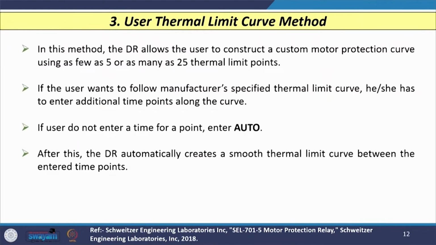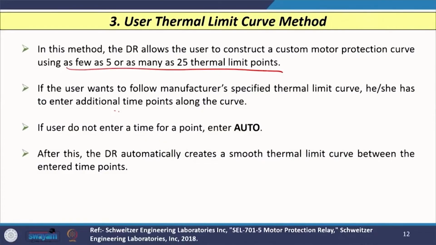Now, let us see the third method, that is nothing but the user thermal limit curve method. In this method the digital relay allows the user to construct a custom motor protection curve. Whatever curve we want to construct is based on whatever input we give, and we can have as few as 5 or as many as 25 thermal limit points, and based on that the relay can construct the custom motor protection curve.